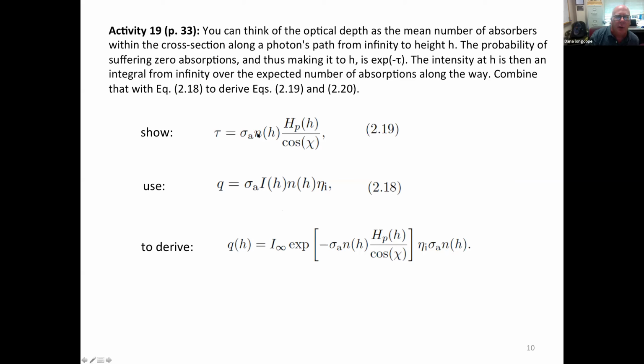And we want to show that the optical depth could also be written this way in terms of the pressure scale height and the density and chi. And chi is the angle from the vertical of the path of the photon. Okay, but the important thing is that the probability of suffering 0 absorptions is e to the minus tau.